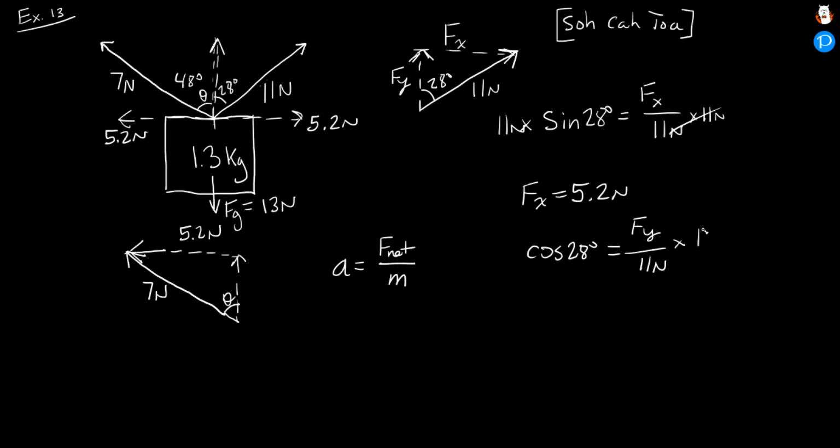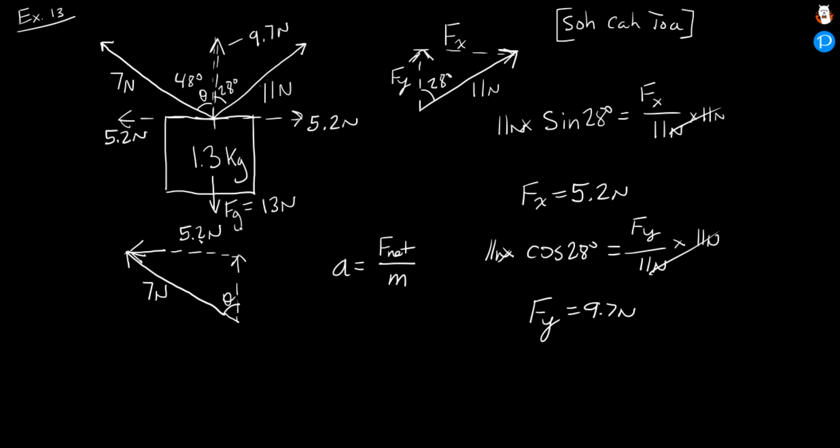Multiplying by 11 newtons on each side, my force in the y direction, 11 times cosine of 28, is 9.7 newtons. So I'm going to make a note that on this side, coming from Jonathan, that's 9.7 newtons. I'm going to do the same thing over here. I've got to figure out this part of that triangle there.